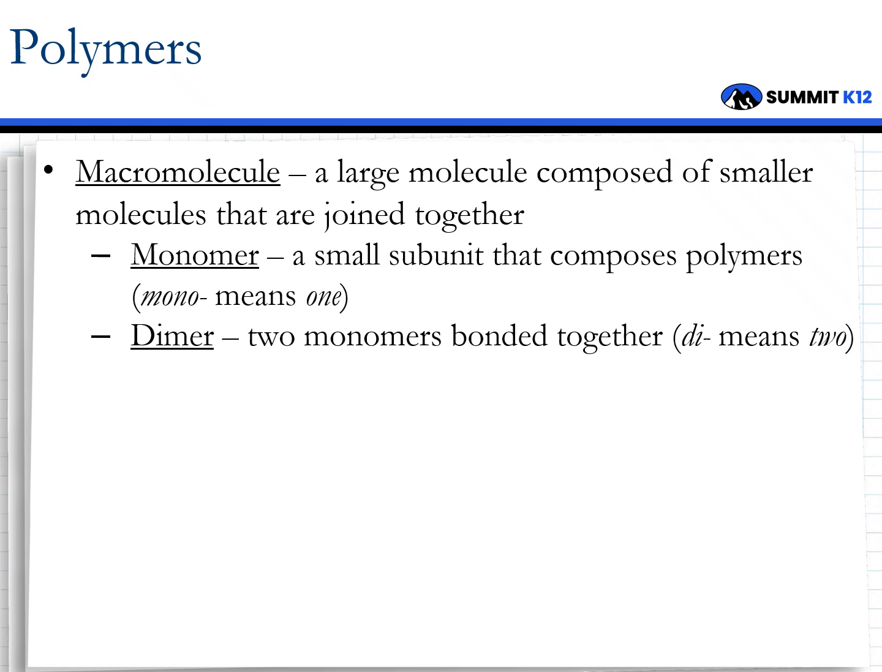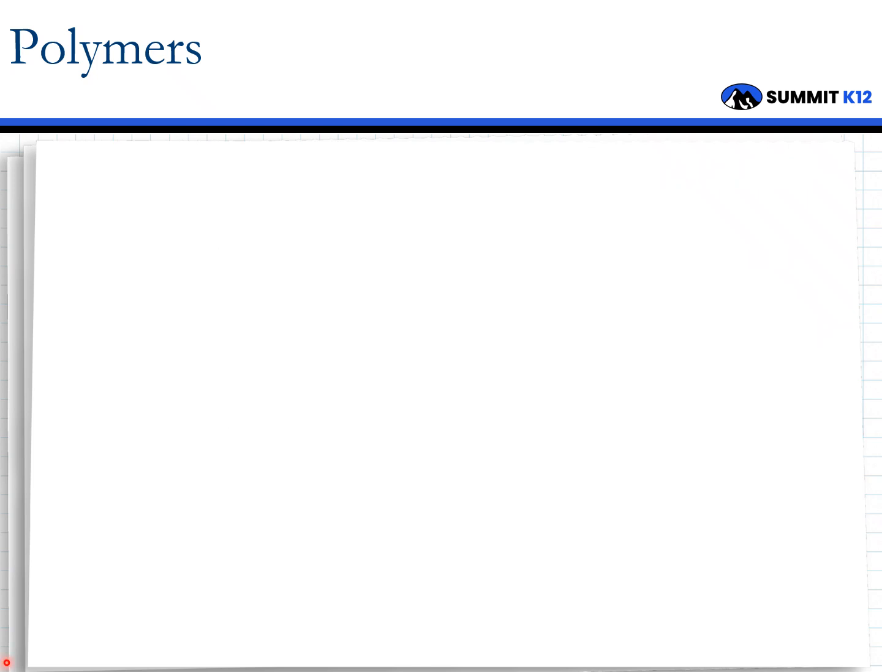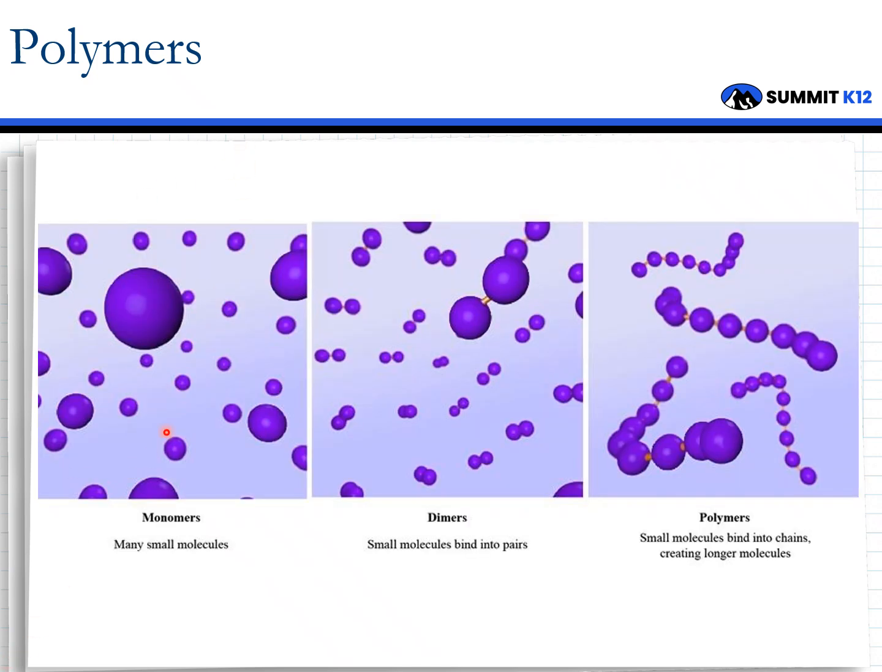A dimer, so di, means two monomers bound together. A polymer is a large molecule composed of similar subunits joined by a covalent bond. So poly means many. Here we can see a monomer, one subunit, a dimer with two, and polymers with multiple.